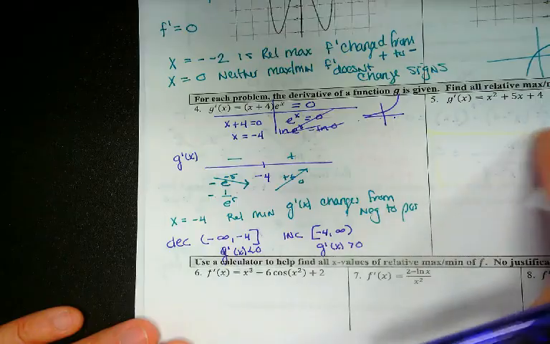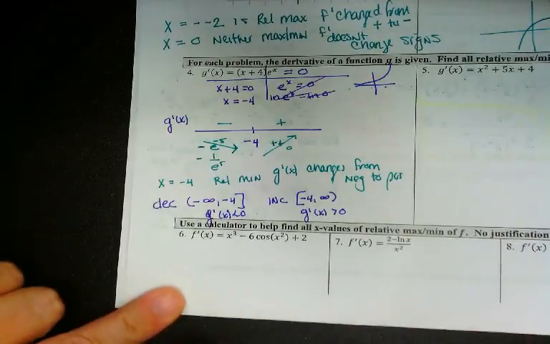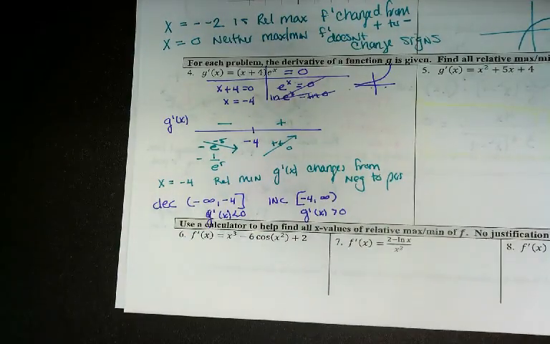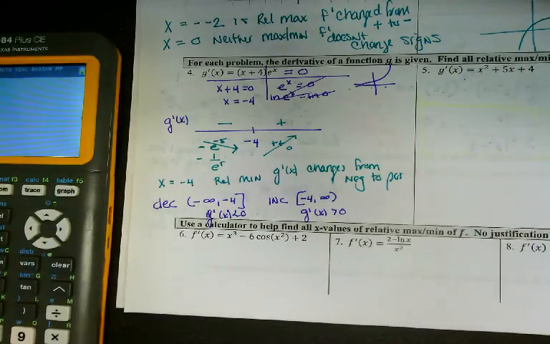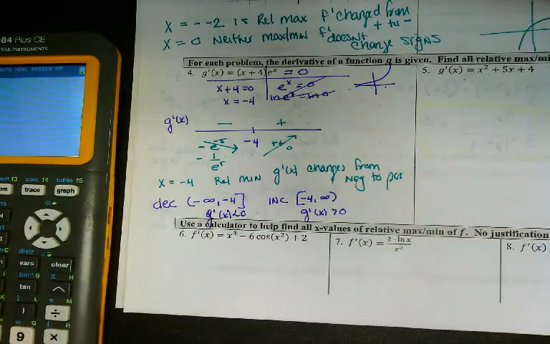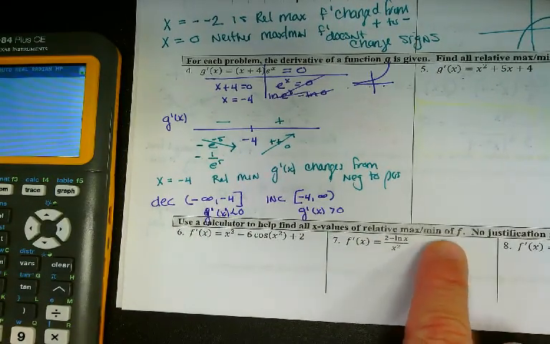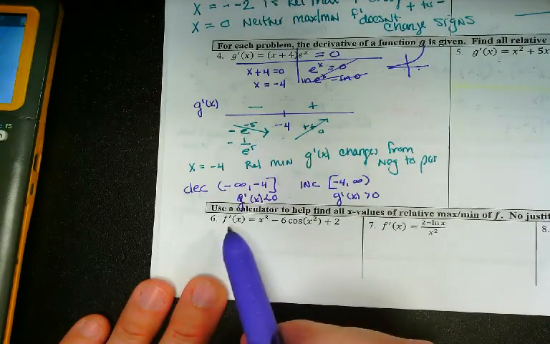All right, I'm going to assume we can do this one just because it's already simple. Let's grab the next one. All right, this says use your calculator. So let's grab our calculator and just make sure we can answer a calculator question. Again, half the exam is calculator active, half is not. So it says use your calculator to help find all x values of relative mins or maxes of f. No justification necessary. So again, I want to set the derivative equal to 0.